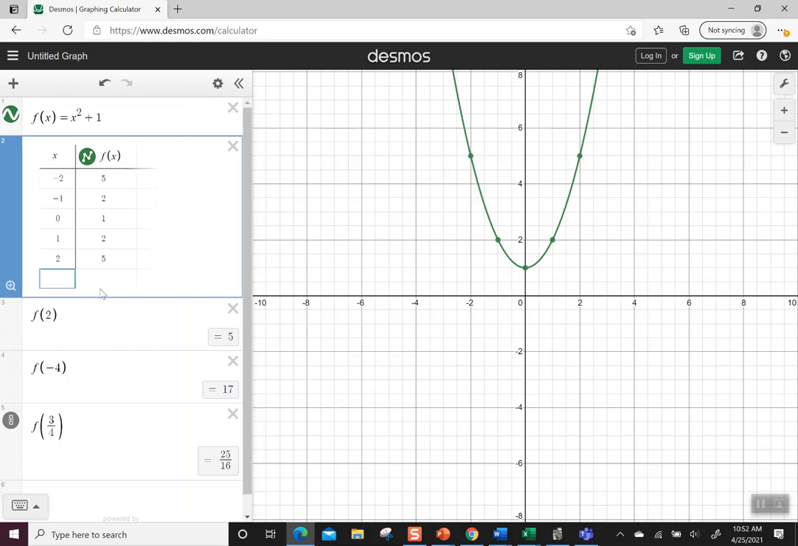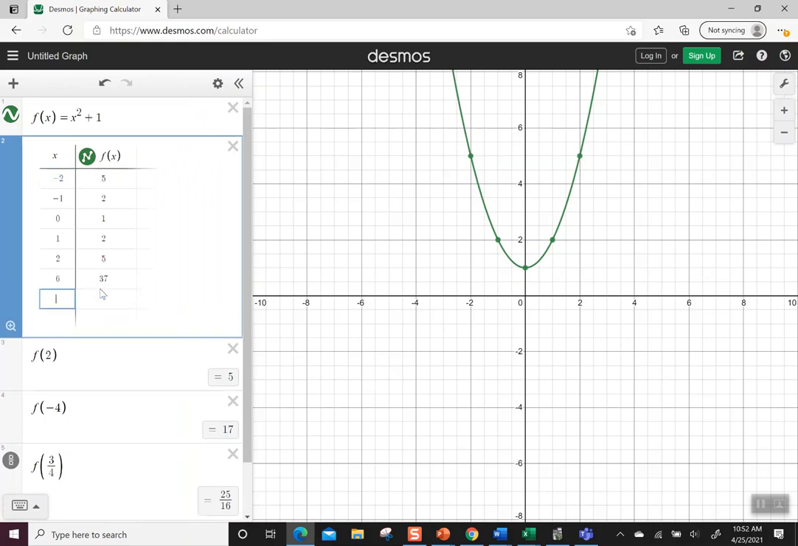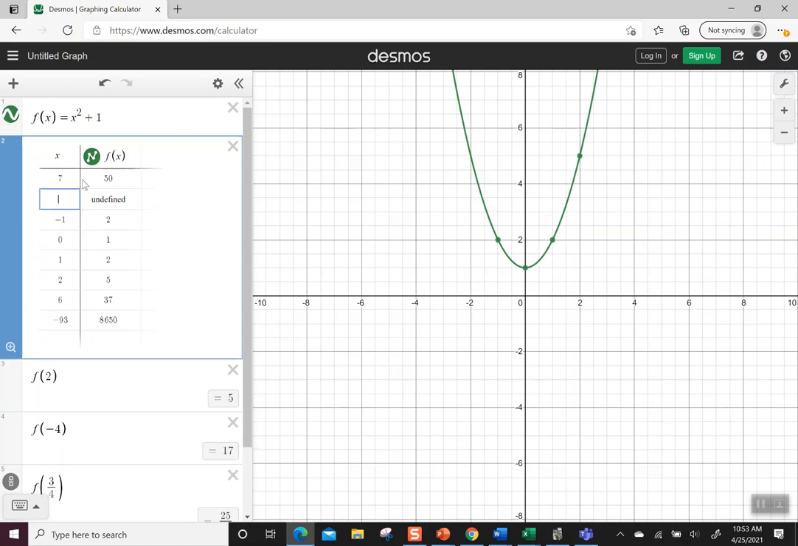You can add more values under, say maybe we want to know 6 or -93. It will give us the values, or you can choose to go back and just type over the values that are already there. So I could put in 7 or 18.35, anything I want, it can do for us.